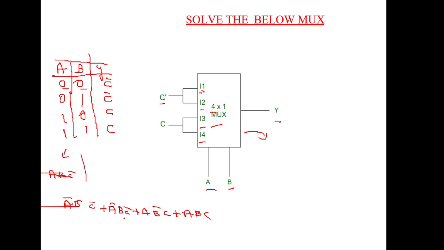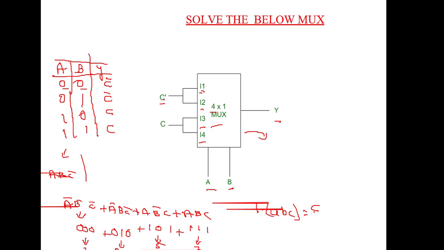Now we can convert this into numbers. A bar B bar C bar means 0 0 0, which is 0. Next, A bar is 0, B is 1, C bar is 0, so 0 1 0, which is 2. Plus A is 1, B bar 0, C 1, so 1 0 1, which is 5. Plus ABC means 1 1 1, which is 7. So the given mux function of ABC is the summation of m 0, 2, 5, 7. This is the answer we got.